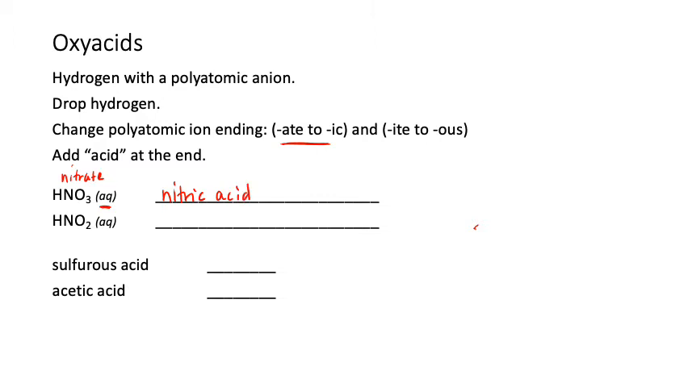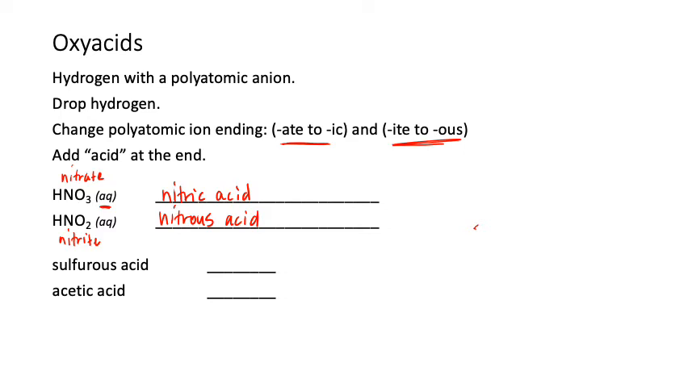For the next one, we have HNO2. This is nitrite. So an ite goes to an ous. So this would be nitrous acid. Now, if we have something with a per or a hypo, you're also going to want to retain that in the name. So, for instance, with hypochlorite.